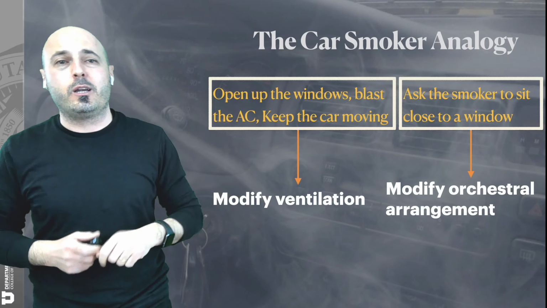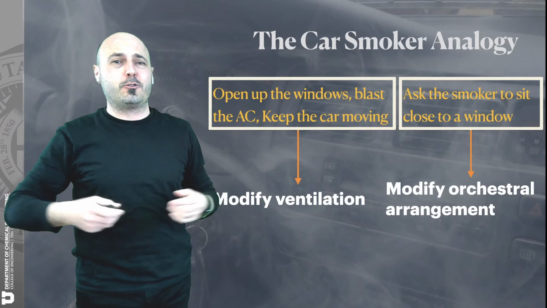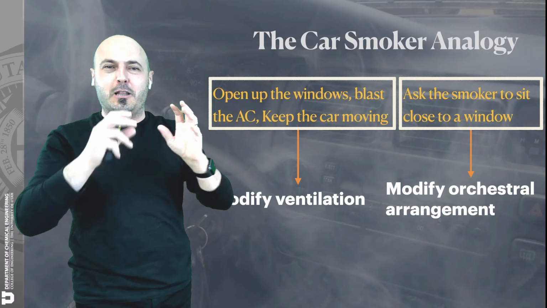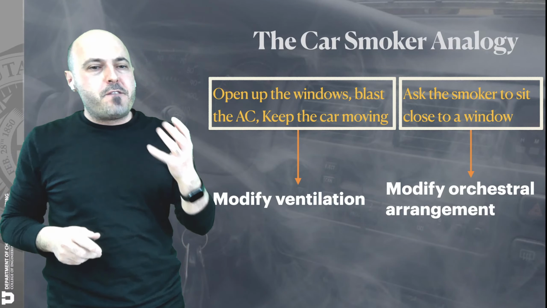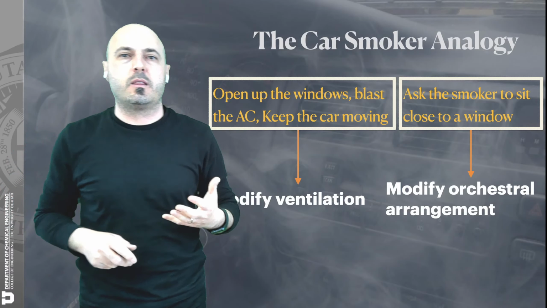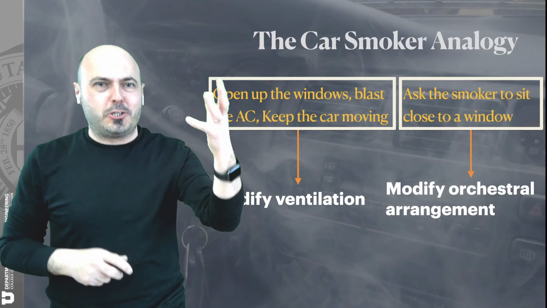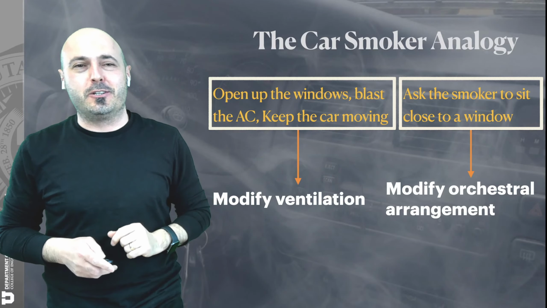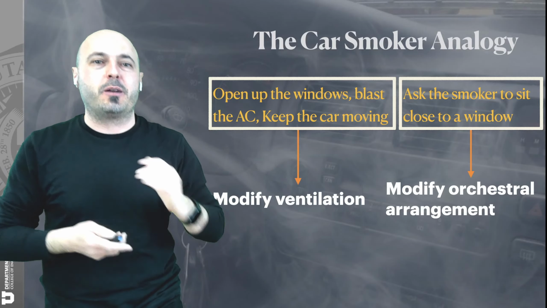But asking the smoker to sit close to the window is the equivalent of going to the conductor, Thierry Fischer in this case, and telling him, we need to rearrange your orchestra. We're going to place the super emitters, the super spreaders closer to the return vents, closer to the doors, put the lower emitters and lower spreaders somewhere in the middle, and move things around. And if you think about it, that's a very daunting proposition, right? We are taking an orchestral arrangement that's been in the making for hundreds of years, and we're using our engineering judgment to change that.